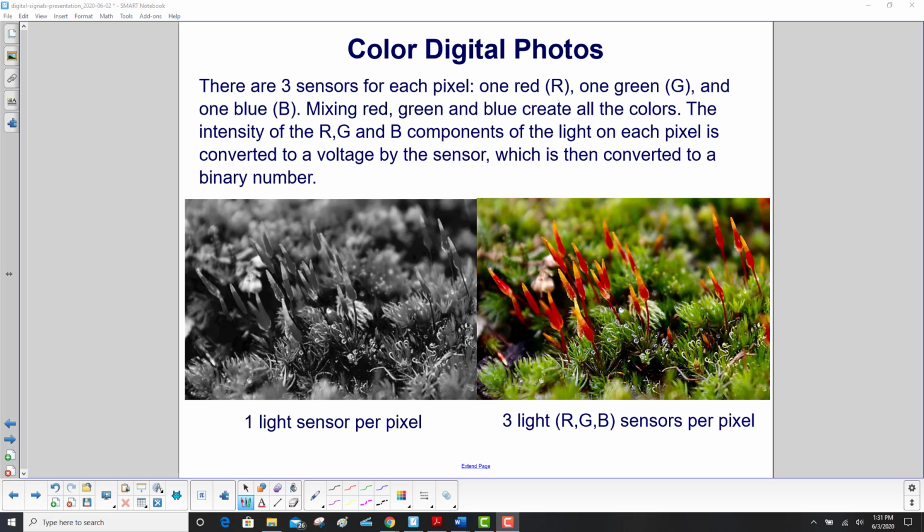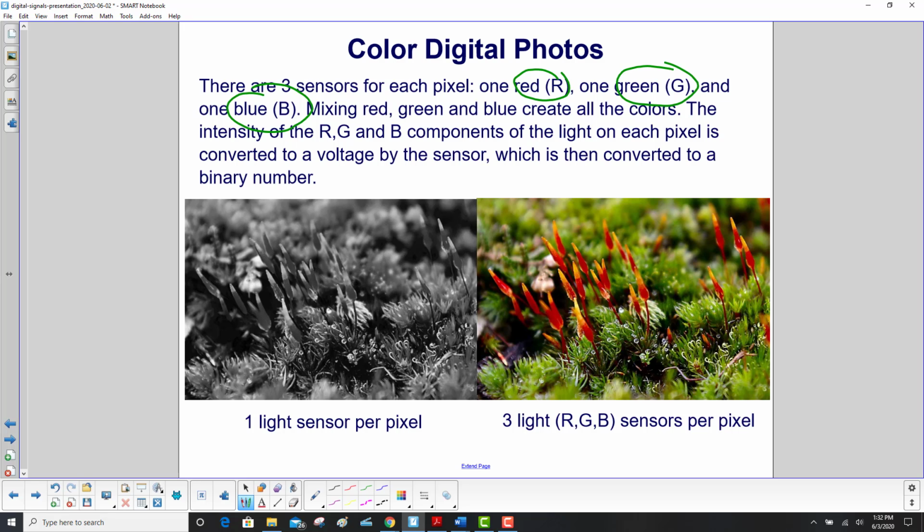This time we have 3 sensors for each pixel: 1 red, 1 green, and 1 blue. Mixing red, green, and blue creates all the colors. The intensity of the red, green, and blue components of the light on each pixel is converted to a voltage by the sensor, which is then converted to a binary number.